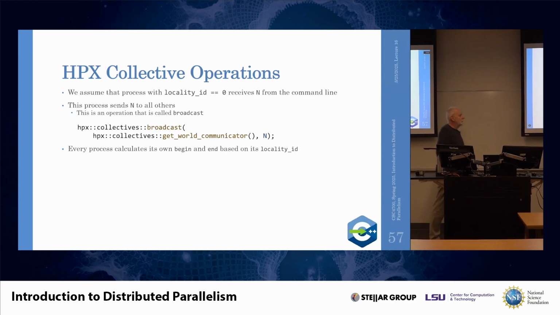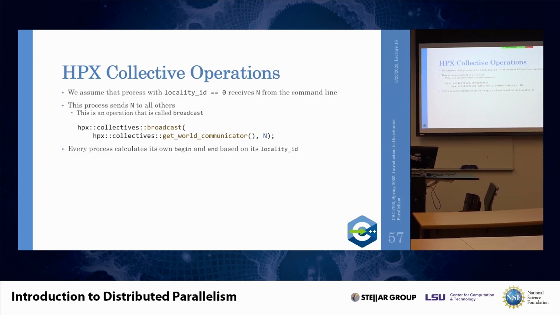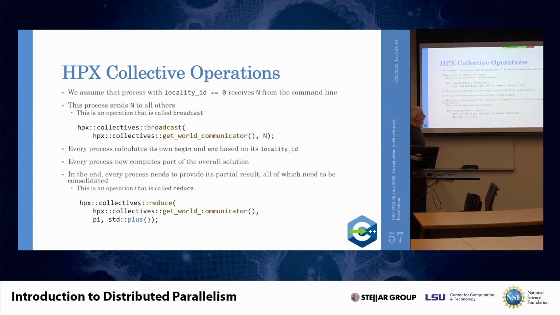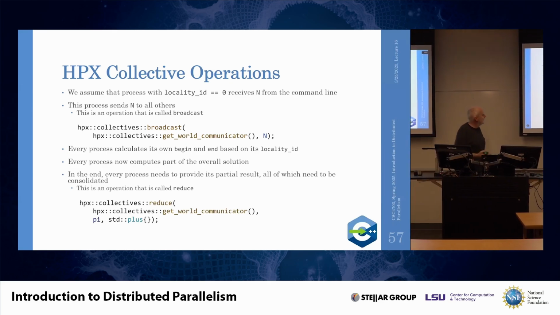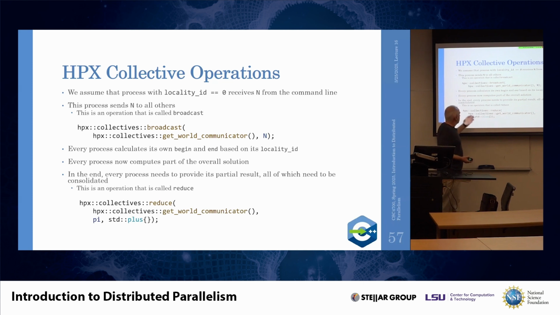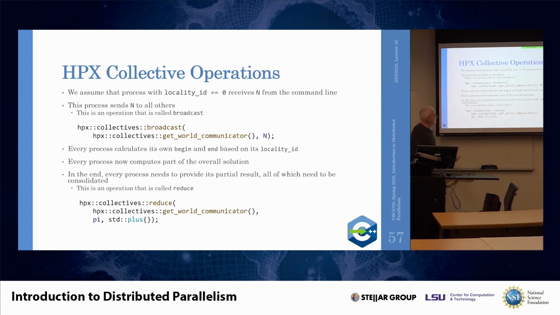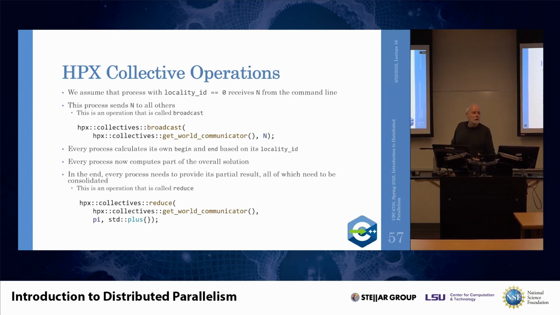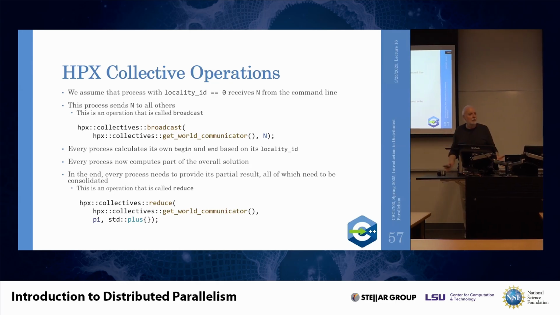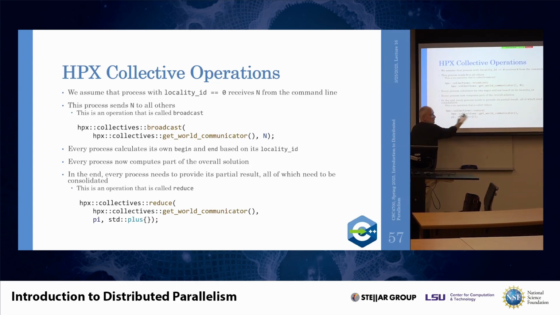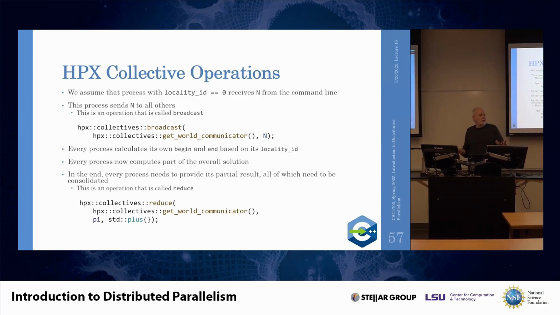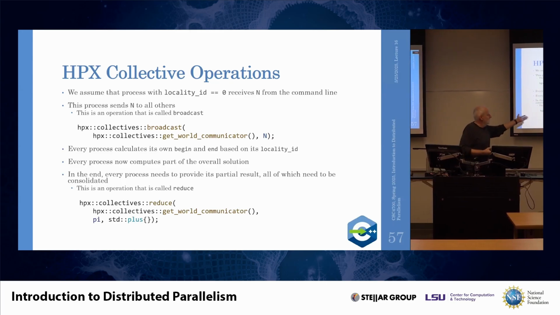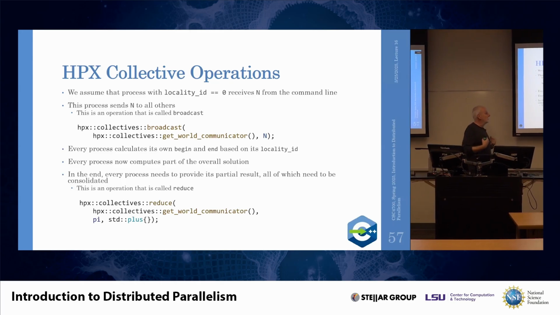Then every process calculates its own begin and end based on its locality ID. I showed the code. Every process computes its part of the overall solution. And then we have to reduce the result. That again is a collective operation, which is called reduce. You give it the same communicator because the same set of processes is involved. You pass your partial pi to it, and on locality 0, it will receive the sum of all of them because the operator you specified is std::plus. So it's a very simple way to do these collective operations by just calling one function to first distribute the value and another function to then get all the values back.